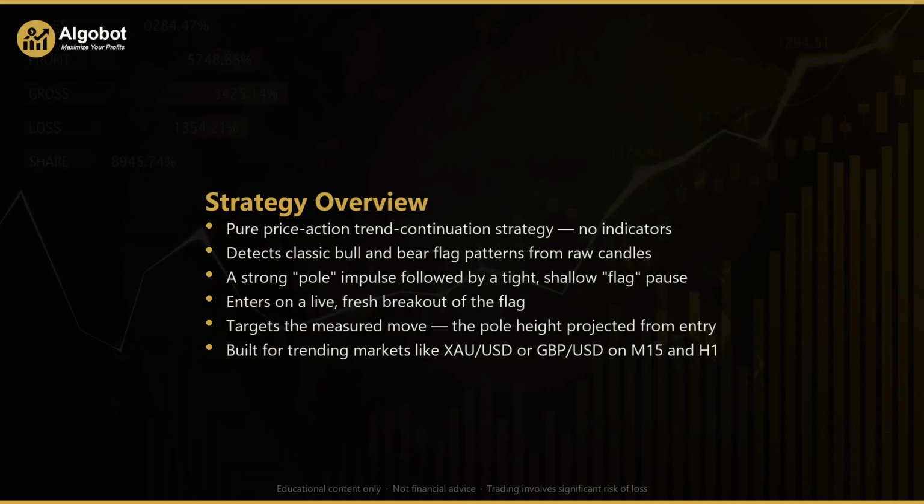In terms of markets, this strategy is designed for instruments that actually trend, things like gold against the dollar or the British pound against the dollar, typically on the 15-minute or 1-hour time frame. That said, it will run on any liquid symbol and whatever single primary time frame you select when you test it. Who is this suited for?